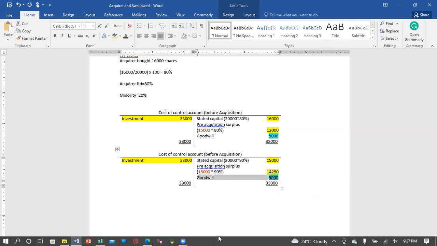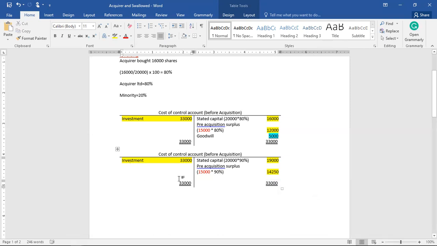So if it is a credit balance, there is what to do. If it is a debit balance, there is what you need to do. So what we have here is called capital surplus. And the capital surplus here is going to be 250.